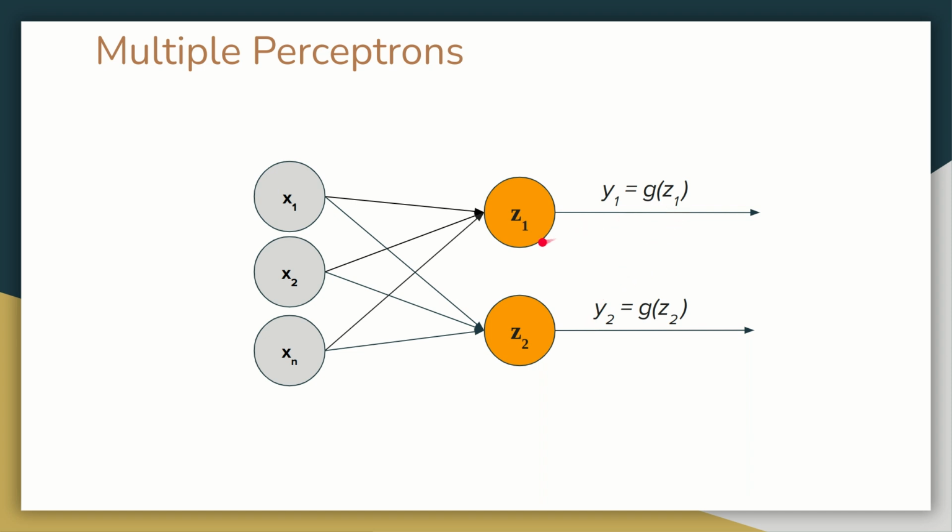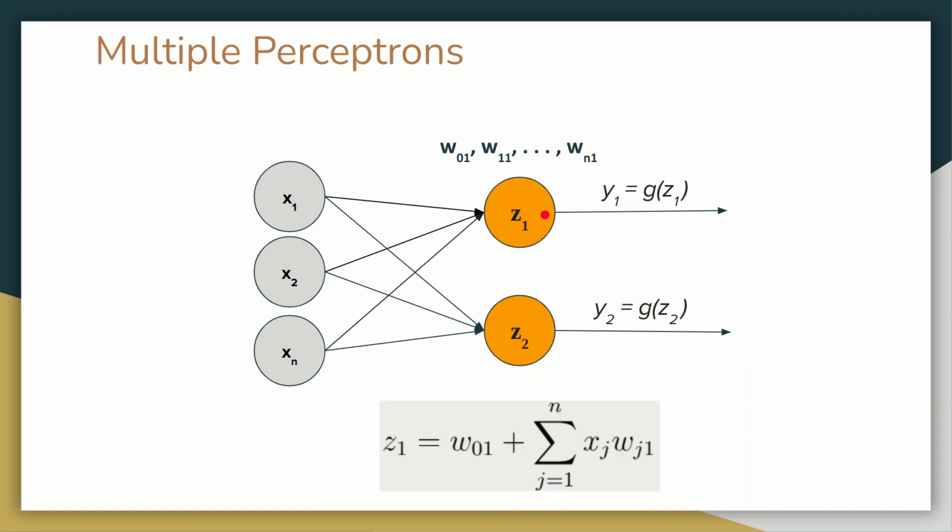At perceptron 1 we'll be getting the value z1, at perceptron 2 we'll be getting the value z2, and y1 is nothing else but the activation function applied on z1, and y2 is the activation function applied on z2. The weights associated with perceptron 1 are W01, W11 and Wn1. So Z1 will be the weighted sum of our input with these weights. You can see this is the equation for calculating Z1, which is W01 plus summation over xj wj1, where j is ranging from 1 to n. So this is how we calculate Z1.